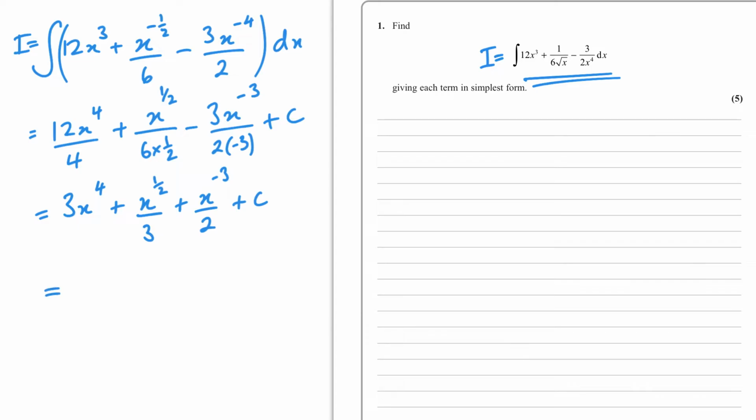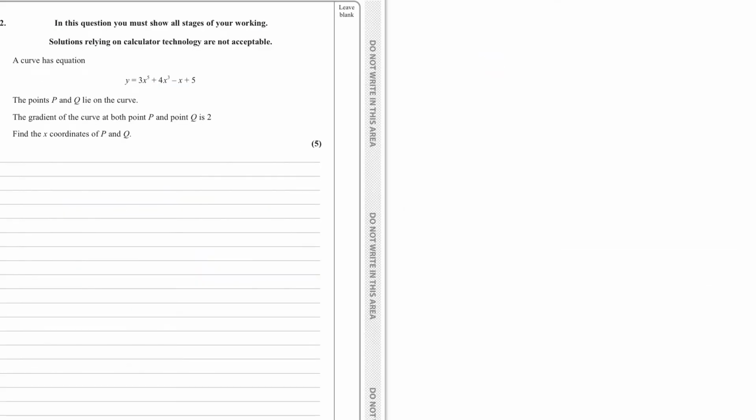Now that will give me the full marks, but as I've said in previous videos, I like to leave it in the same form if I can as what was in the question. So that would be putting my x to the power of half in the root and putting that x to the minus 3 then onto the bottom. First question done.